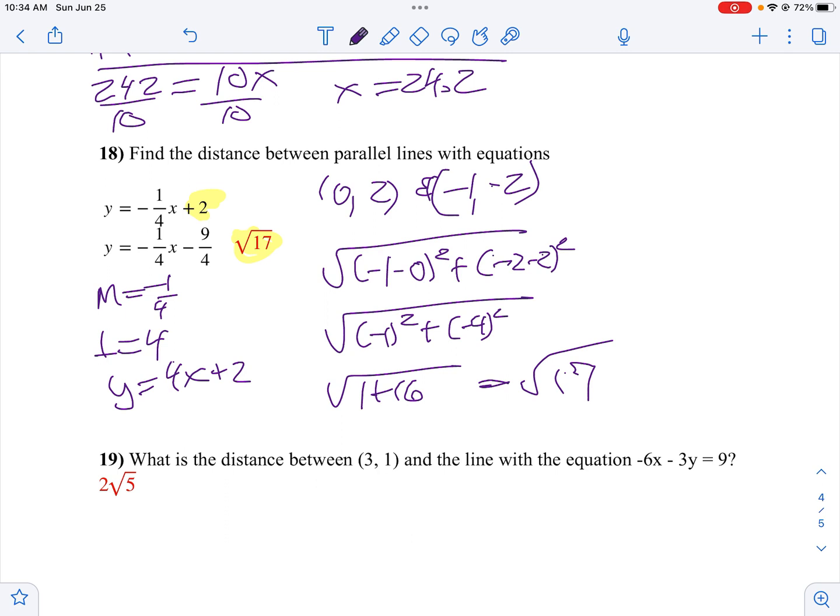Yes, you can use Desmos, but I don't want to just see square root of 17. I want to see the answer. I want to see the equation you graphed. You still can put this on Desmos, but I want to see your work.